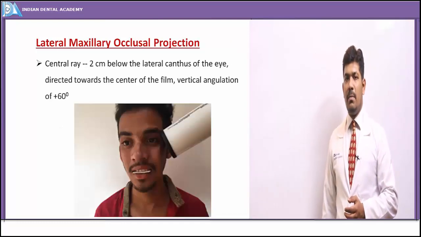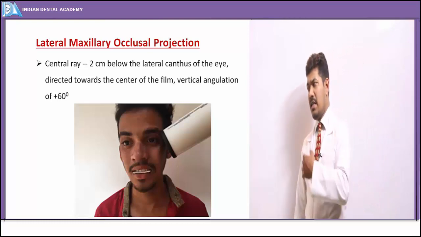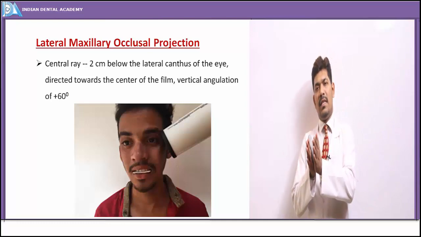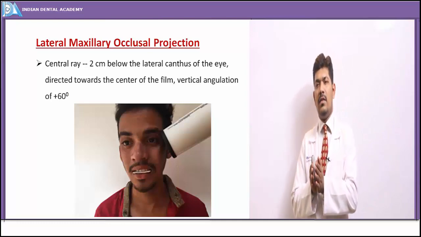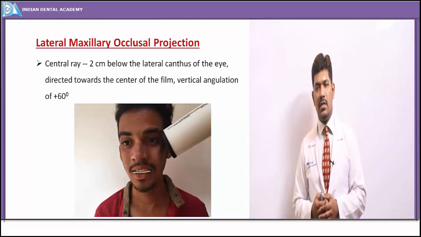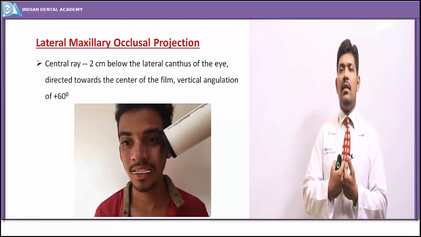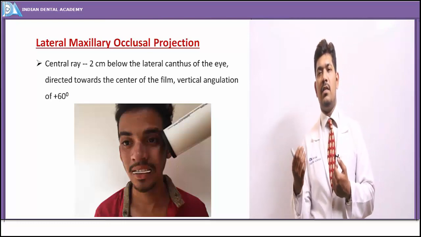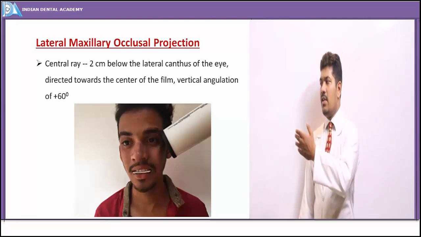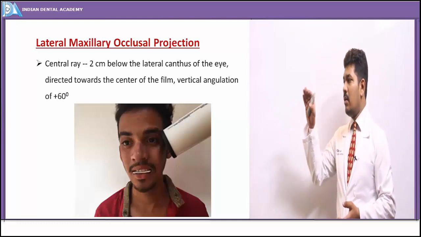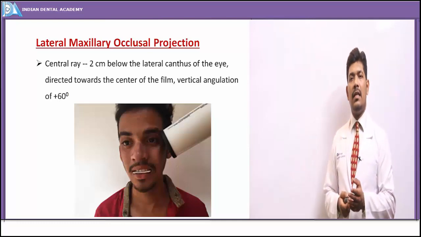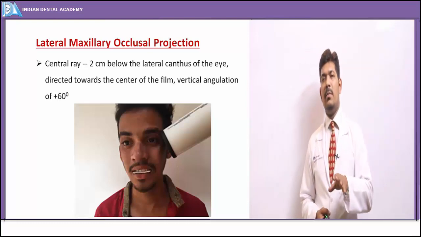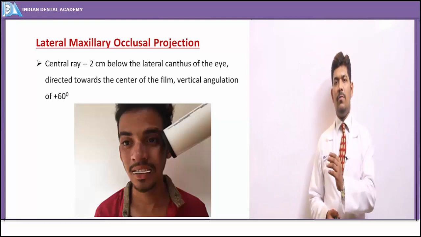Now this is the lateral maxillary occlusal. As the name suggests, what we take into consideration over here is only one half, or one side, of the maxillary arch. One lateral part of the maxillary arch is taken into consideration. So we take the incisors to the molars of only one side of the arch. Now the central ray is placed 2 centimeters below the lateral canthus of the eye, directed to the center of the film, with a similar angulation as in the cross-sectional maxillary, of plus 60.